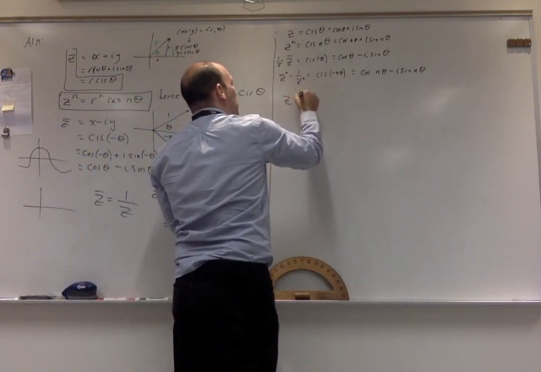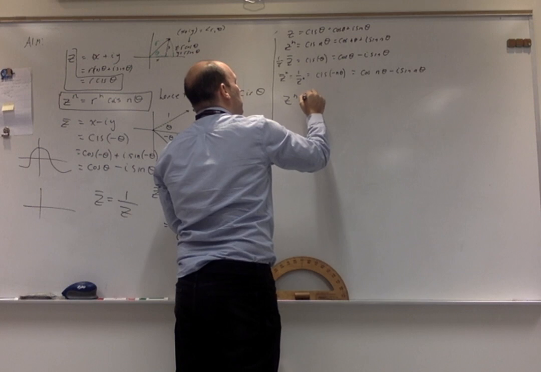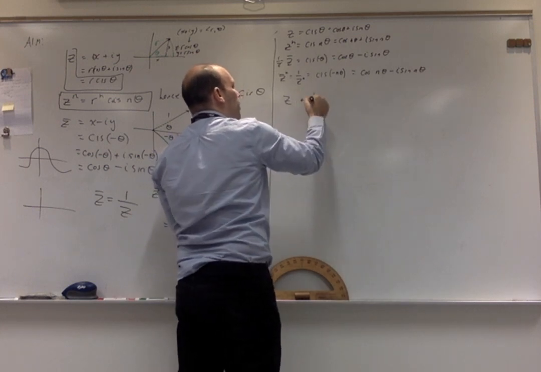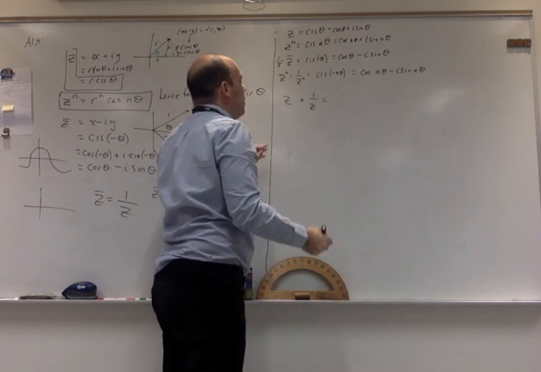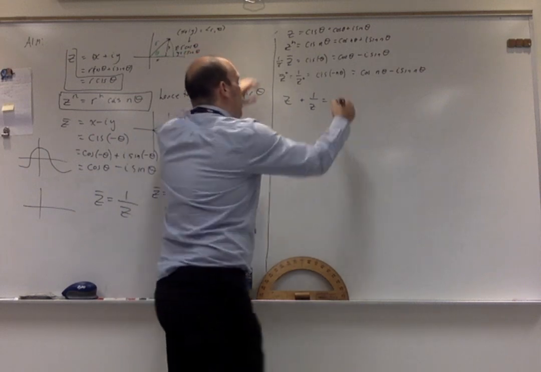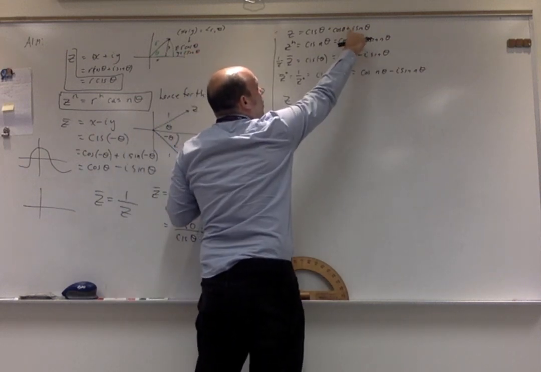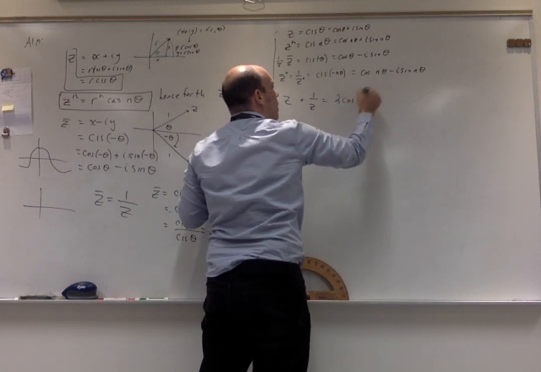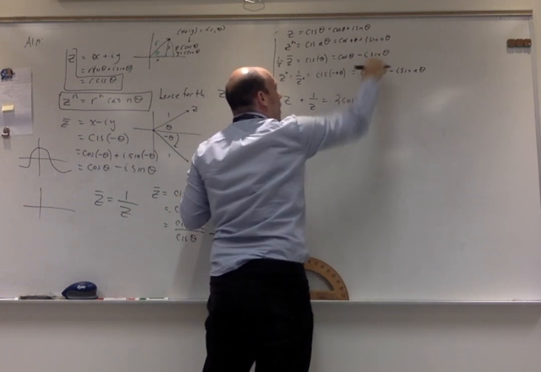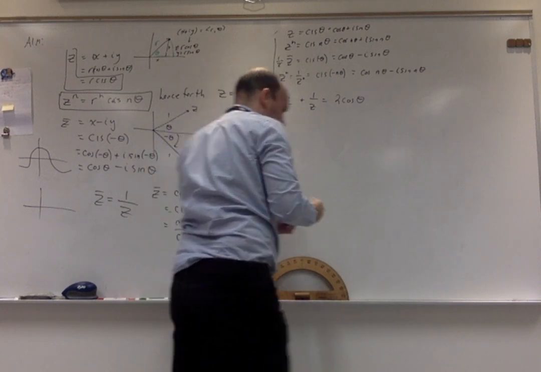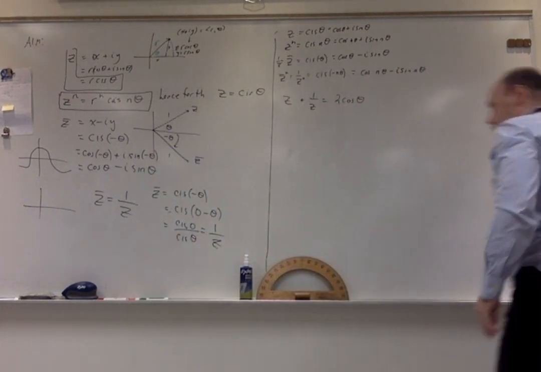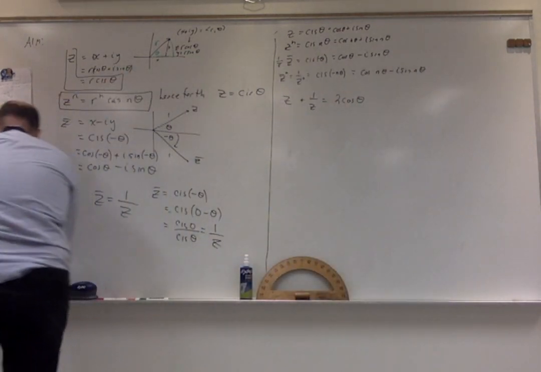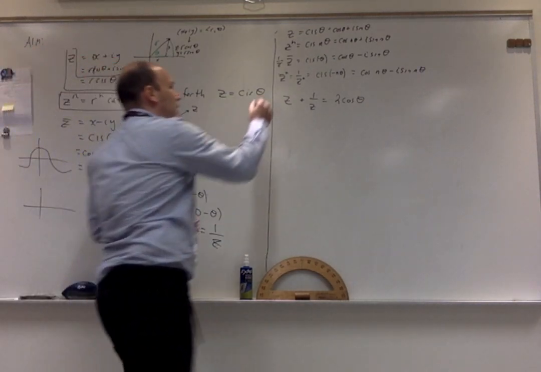z plus 1 over z is, we have cosine plus cosine, so that's 2 cosine theta, and then i sine theta minus sine theta. So we have this interesting identity here. This is kind of interesting, right?